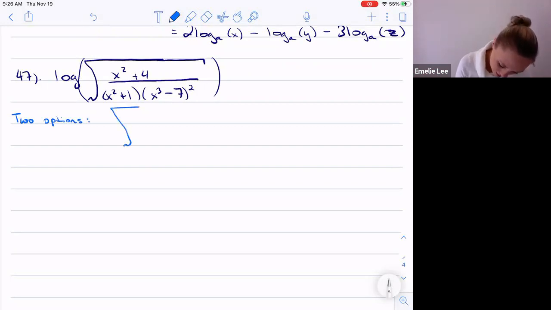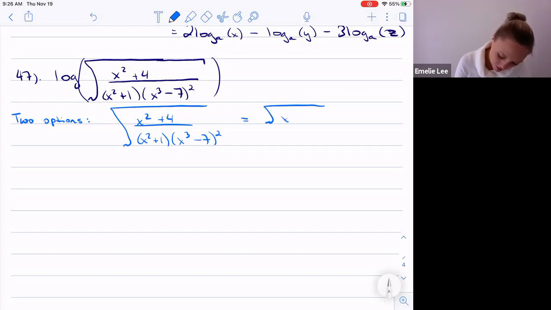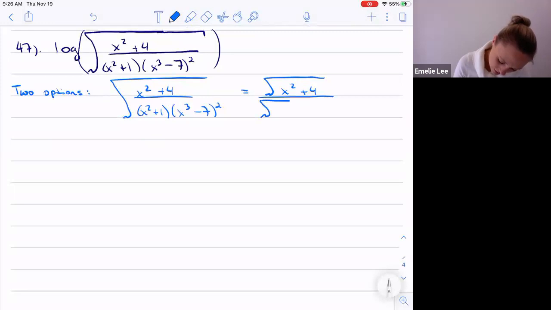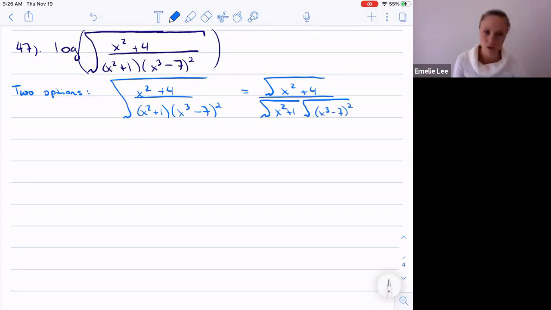We could write that the root of x squared plus 4 over x squared plus 1 times x to the 3 minus 7 to the 2 is the same as the root of x squared plus 4 divided by the root of x squared plus 1 times the root of x to the 3 minus 7 squared, which would of course cancel with that square root. Okay, so that's one thing, just using the properties of exponents.